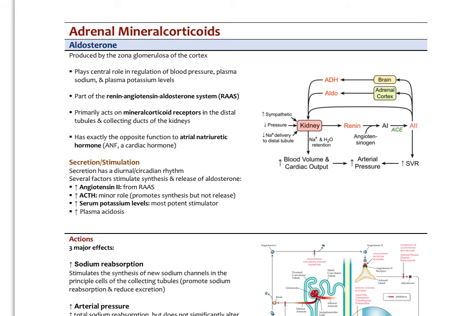It has the exact opposite effects to atrial natriuretic hormone. This is from the heart, a cardiac hormone. So as the atrial chambers are stretched with increased fluid volume, you'll get more of this hormone being secreted, and that actually tells the kidneys to diurese. So think of ANF and aldosterone as being opposite in their actions. There is a diurnal circadian rhythm to aldosterone secretion, but basically the primary stimulus for release is increased angiotensin II.